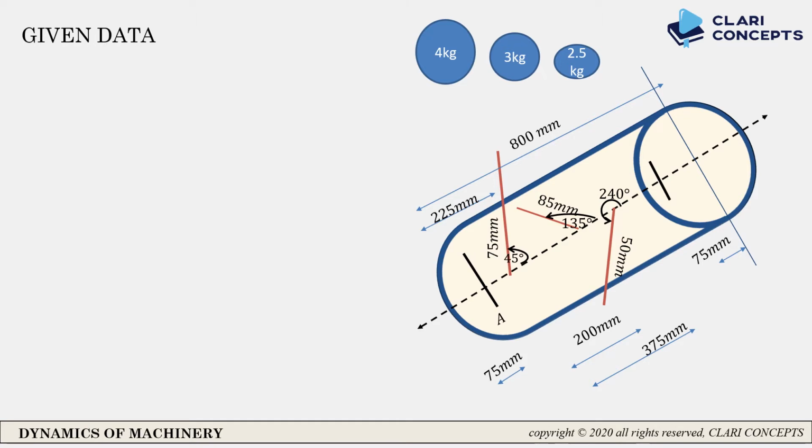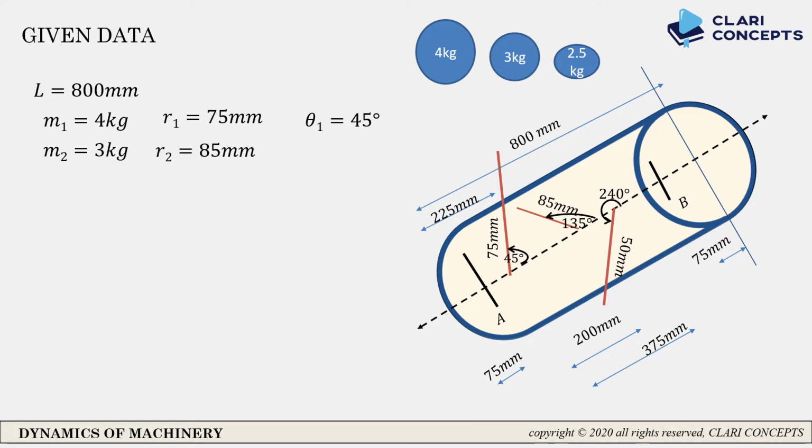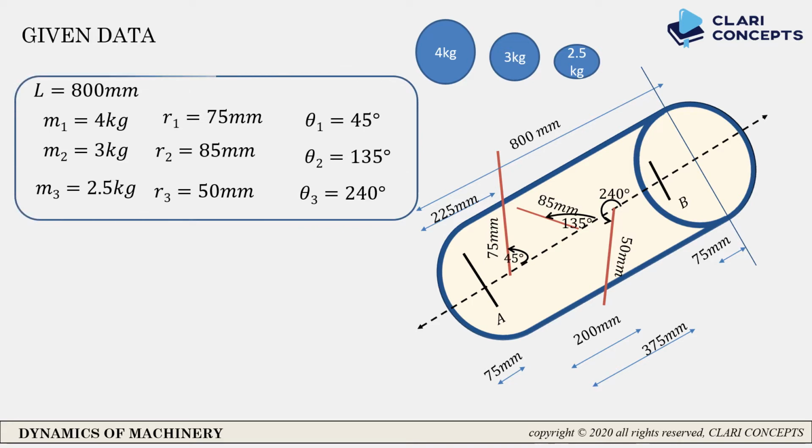First thing is the length, which is 800 mm, mass m1 which is 4 kg with radius 75 mm and theta 1 45 degrees. Mass m2 is 3 kg at radius r2 85 mm with theta 2 135 degrees, and mass m3 is 2.5 kg with radius 50 mm at theta 3 240 degrees. Here you have to find the mass of plane A and mass of plane B to make your system balanced.